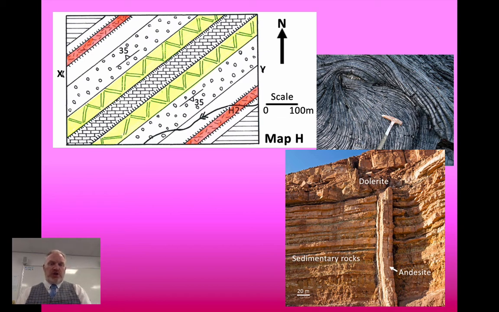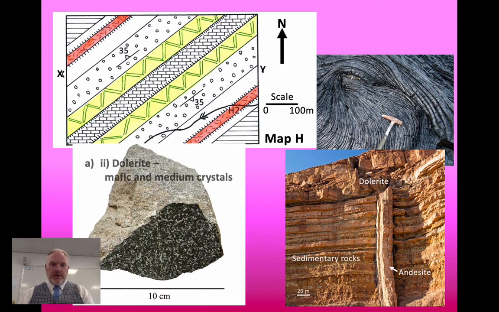Now I did ask which of these rocks is represented by specimen Z. And the answer is it's dolerite. This is an igneous rock that's mafic in composition, so it's dark in colour, and it's got medium-sized crystals because they're about 2 millimeters across.